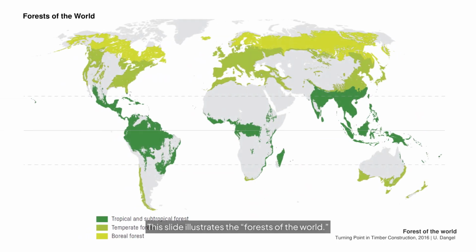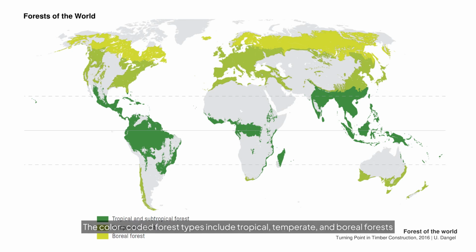This slide illustrates the forests of the world. The color-coded forest types include tropical, temperate, and boreal forests, depending on geographic locations. Some areas highlighted in gray lack forest cover, which limits their carbon capture and forest resources. Therefore, international cooperation is needed as the world's forests are distributed unevenly. Recognizing where the forests are also sets up context for understanding patterns of forest loss or gain, which is addressed in the next slide.